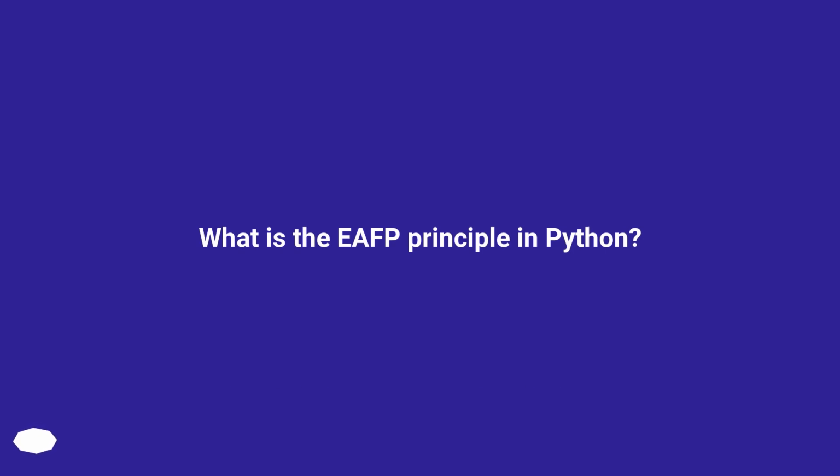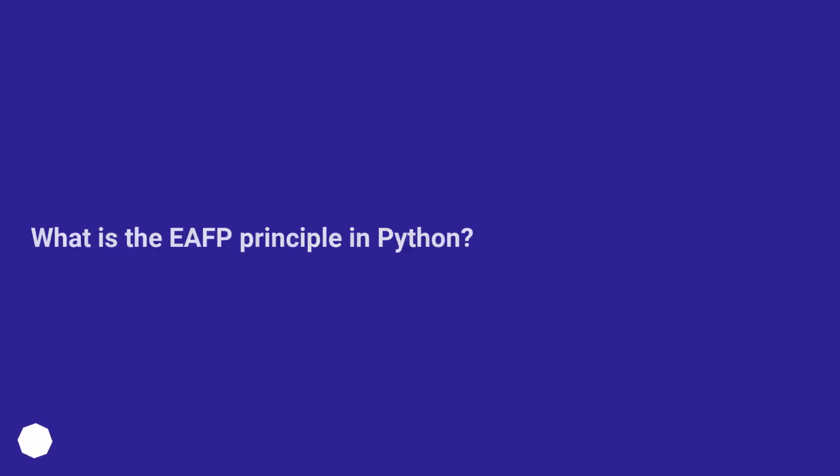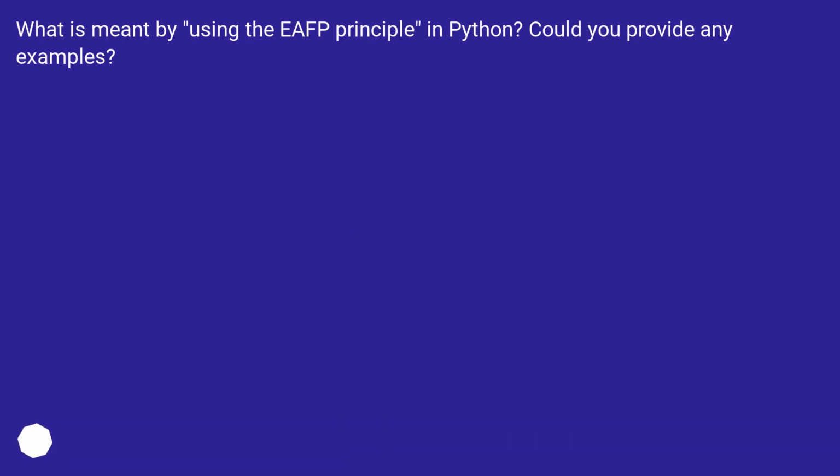What is the EAFP principle in Python? What is meant by using the EAFP principle in Python? Could you provide any examples?